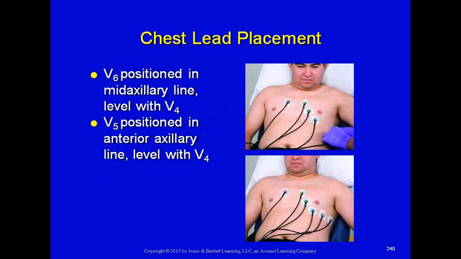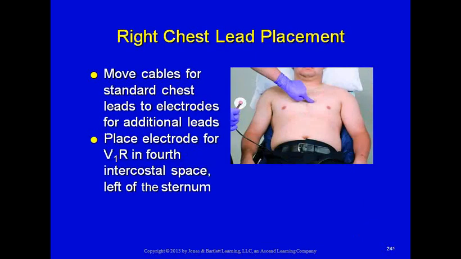Then you want to find the mid-axillary line along that fifth intercostal space, and V6 is placed in the mid-axillary line in that fifth intercostal space. And then V5 is positioned halfway between V4 and V6. And that's your standard lead placement.